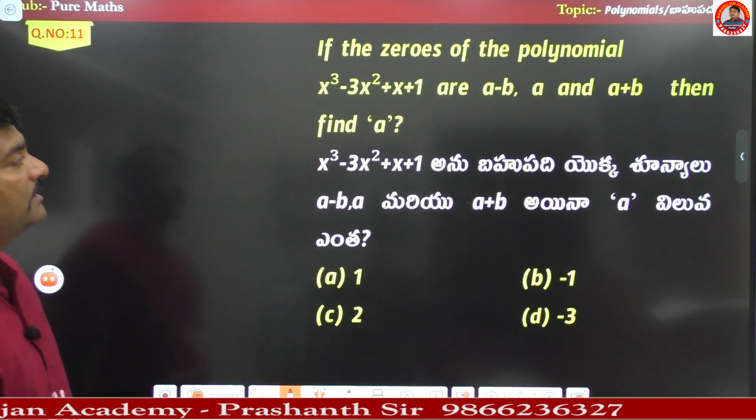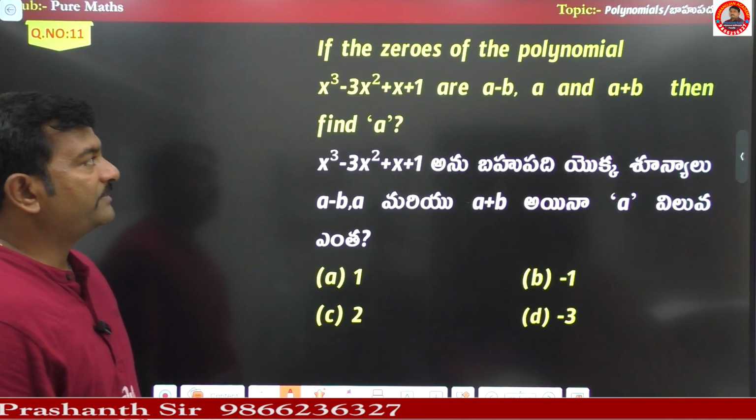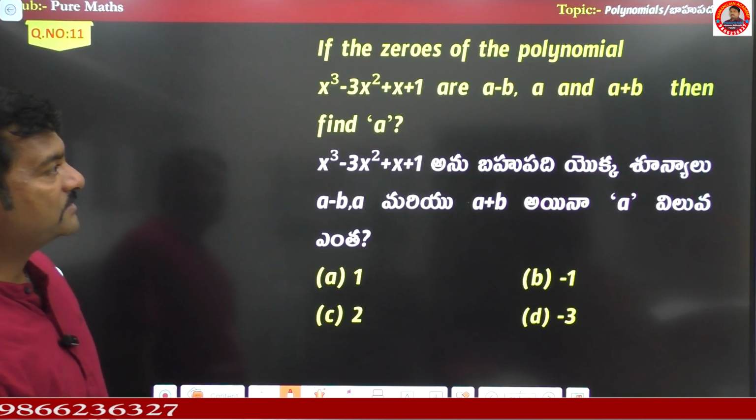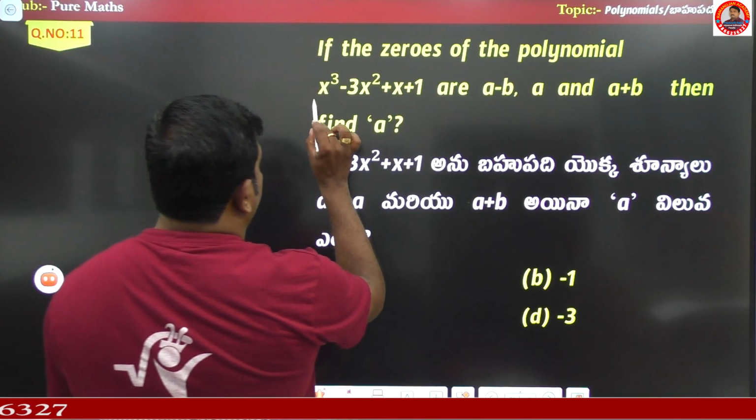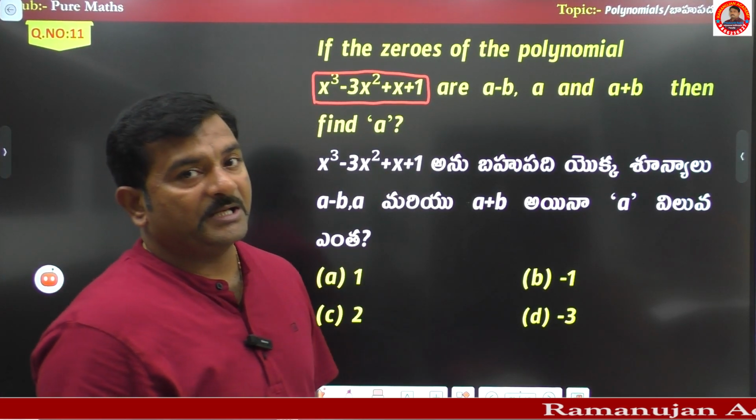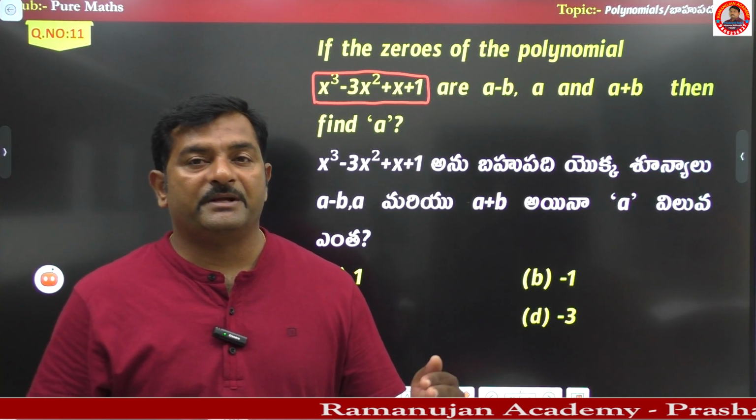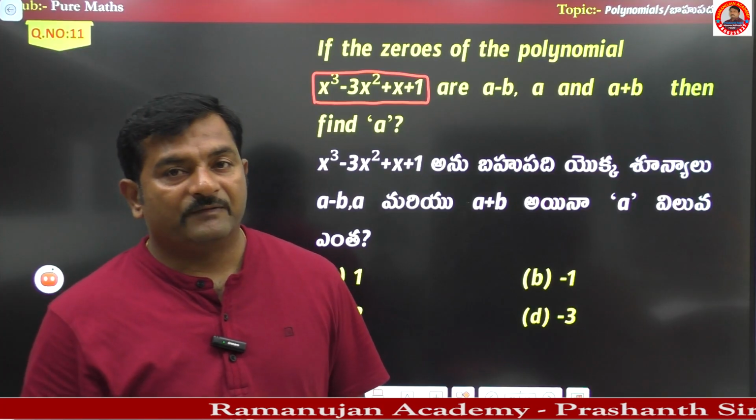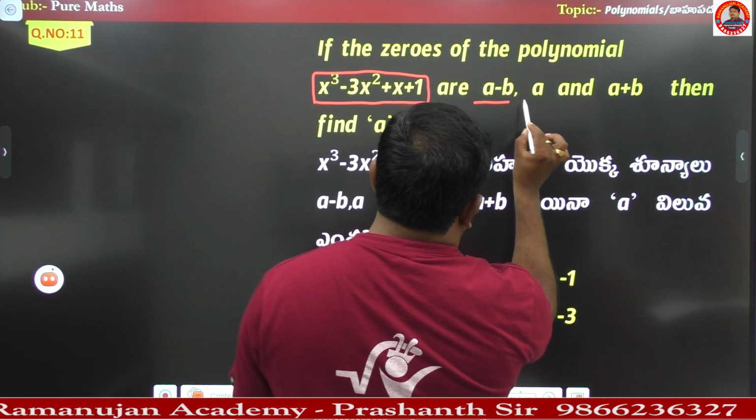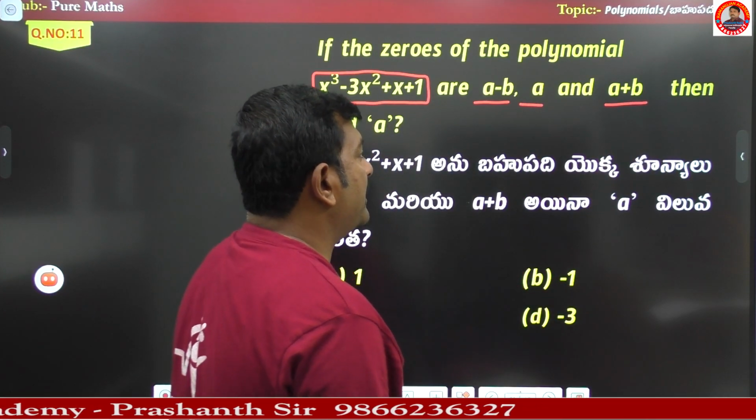Now one more question. If the zeros of the polynomial x cube minus 3x square plus x plus 1 are a minus b, a and a plus b, then he asked to find the a value. Very simple. Is it a quadratic polynomial or cubic polynomial? Cubic polynomial. So we can take alpha, beta, gamma as the roots. How many roots do we have here? 3 roots. One is a minus b, next one is a, and the next one is a plus b.